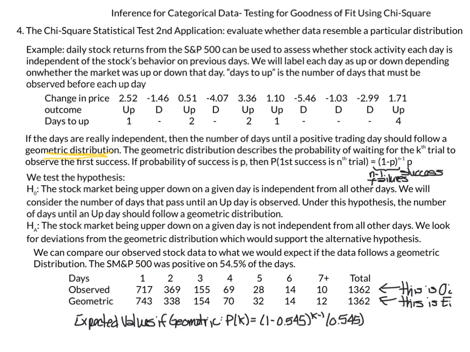So the S&P 500 was positive on 54.5% of the days in this study. So here are the days 1, 2, 3, 4, 5, 6, 7 plus. Then observed, these are the number of up days, and the geometric distribution predicted these numbers here. So again, these are our observed, these are our expected. You can see the expected values, if it were geometric, would be equal to 1 minus our 54.5% to the k minus 1 times our success, which would be 0.545.